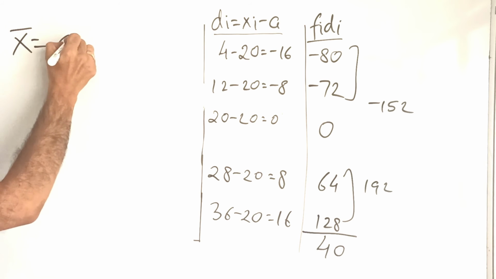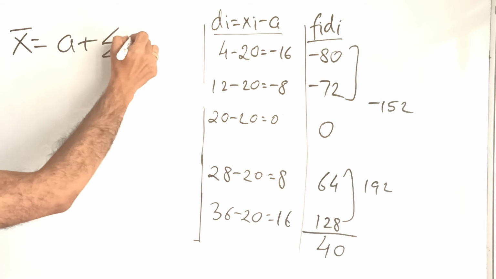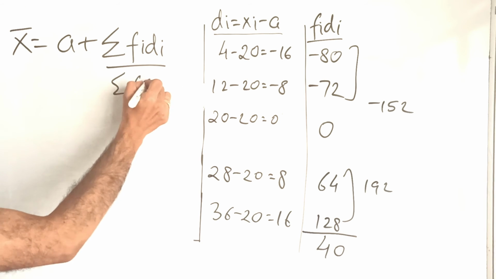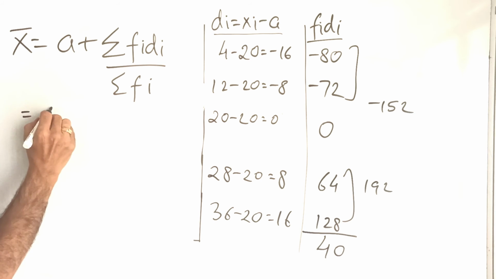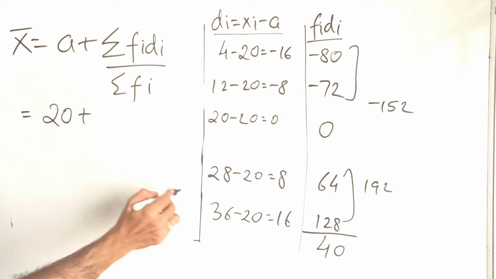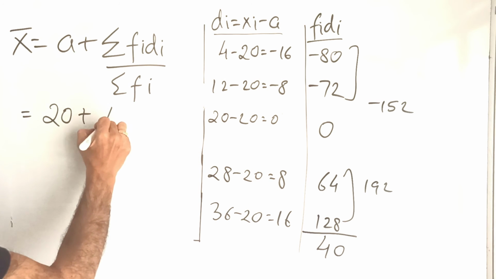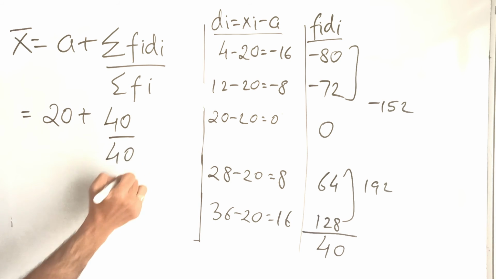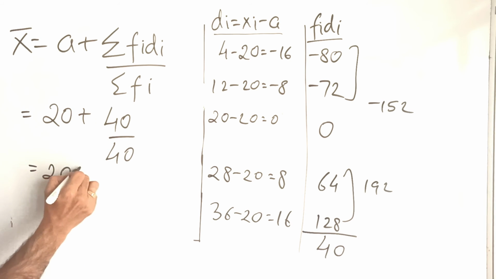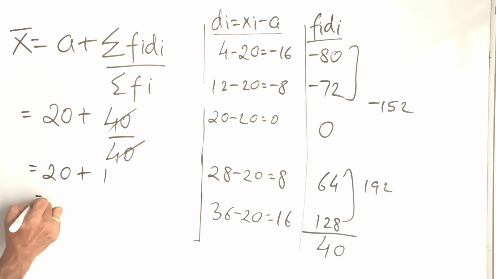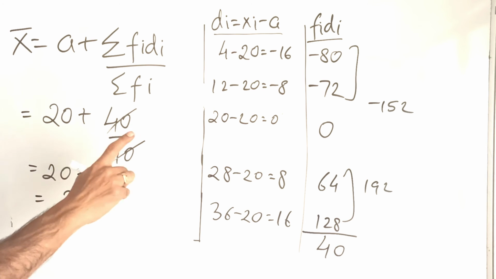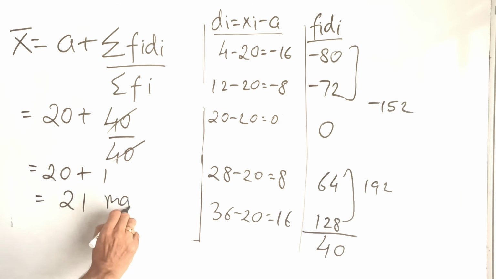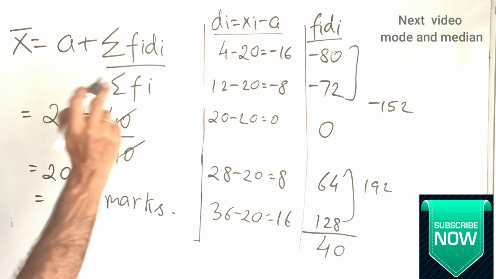The assumed mean formula is a plus sigma fi di upon sigma fi. Assumed mean, we supposed it was 20, plus sigma fi di, the total sum we calculated is 40, and the total frequency we calculated previously was 40. So it is 20 plus 40 upon 40, 40 cancels 1, so the same answer which we obtained by the direct method. So this is the answer, 21 marks is the average of that class.